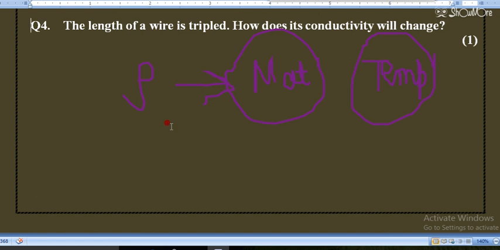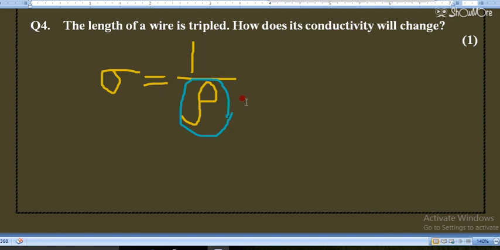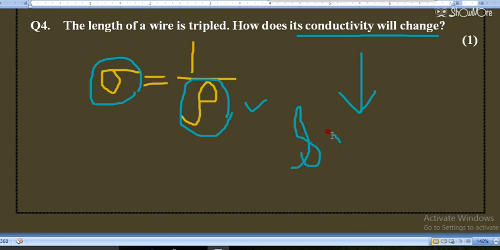Resistivity depends on the material and temperature, and conductivity is what? Conductivity is the reciprocal of resistivity. Sigma is the symbol for conductivity. Conductivity is equal to the reciprocal of resistivity. So if resistivity does not change after stretching, then obviously conductivity will also remain unchanged. So how does the conductivity change? The conductivity will be the same as earlier. It will not change. So this will be the answer for question number 4.